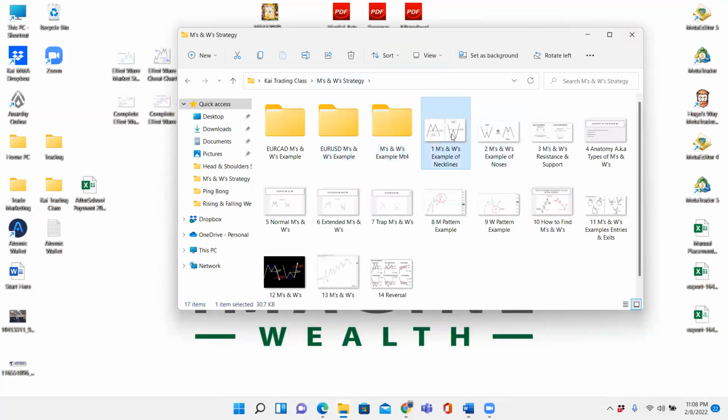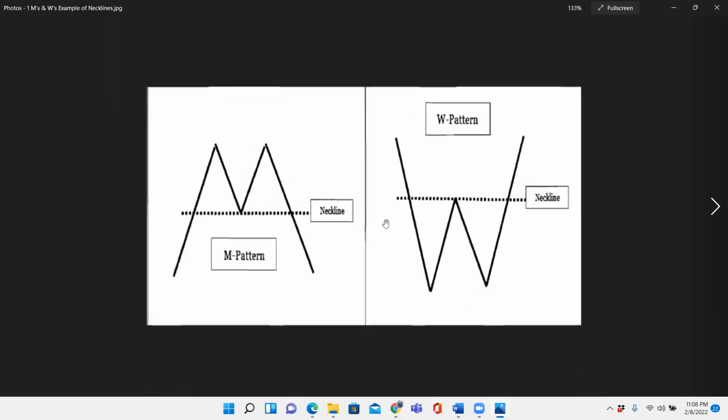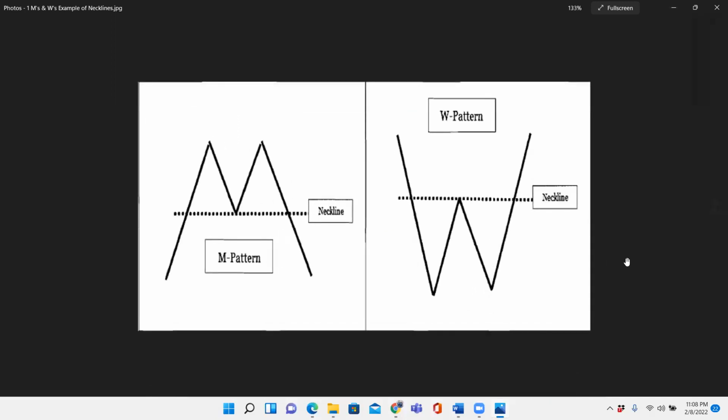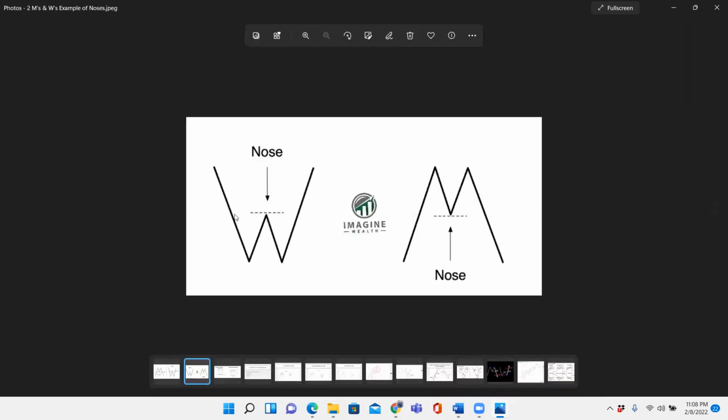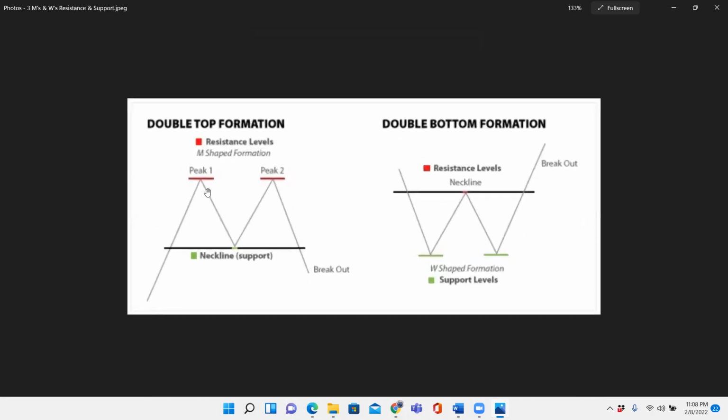So let's do a quick review. That's the structure of an M and a W. We have our neckline. This is our nose. We have our legs on the side. We have our peaks, we have our valleys, we have our neckline, we have our nose, we have our support levels, we have our resistance levels. Looking for the breakout.